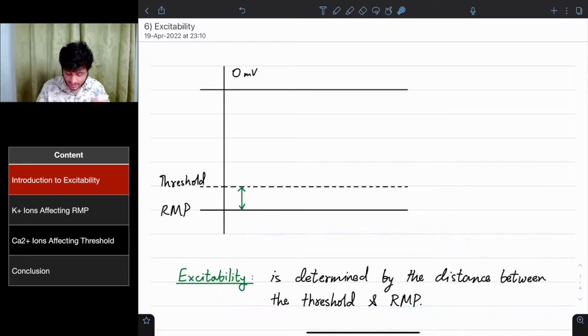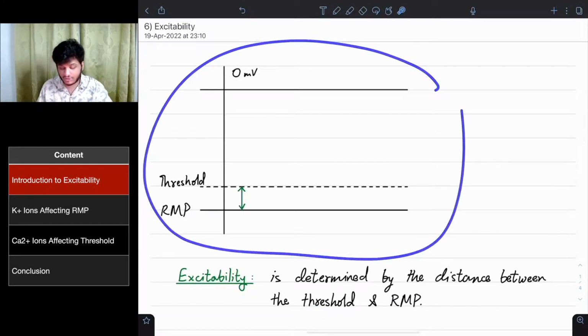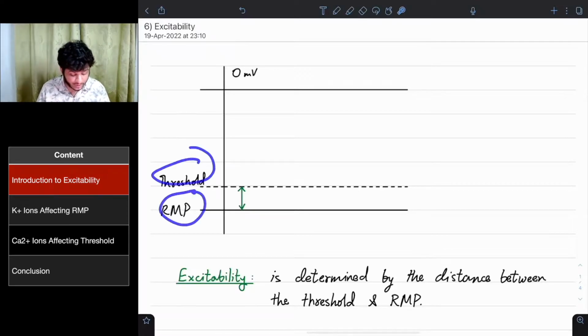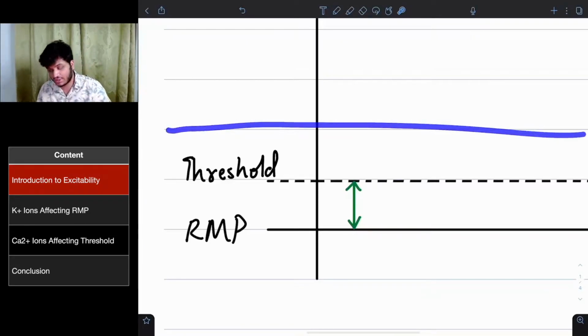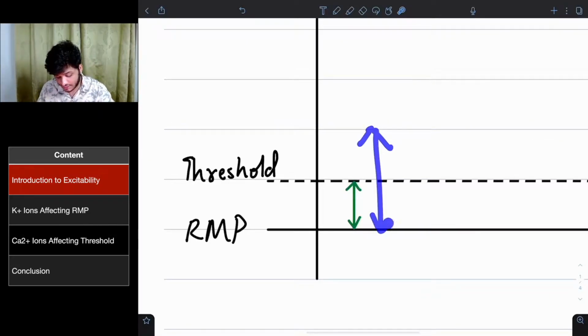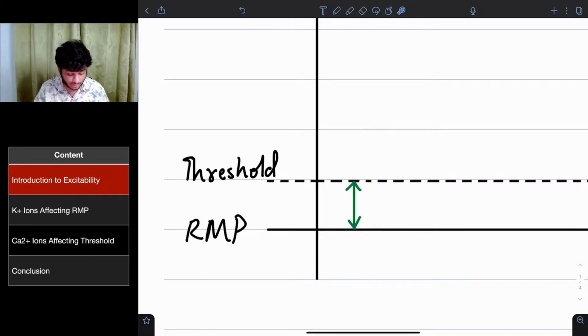It's the distance between the threshold and resting membrane potential, okay? So you could see the membrane potential graph here. There's the threshold and resting membrane potential. Excitability is determined by the distance between the threshold and resting membrane potential. So the greater the distance between the threshold and resting membrane potential, the less excitable the cell is. I'll explain why. The lesser the distance between the threshold and resting membrane potential, the more excitable the cell is. So why is that?